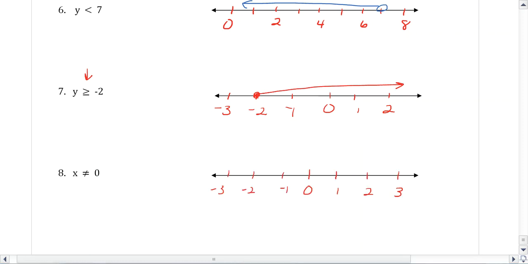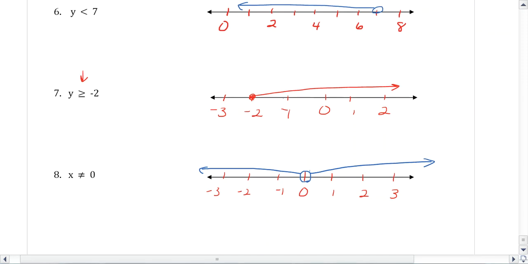And now graphing number 8, it's asking us to graph x is not equal to 0. Well, if the value is not equal to 0, I can't include that on the graph, so I'm definitely going to need an open circle. But now how do I indicate everything else? Because x can be anything as long as it's not 0. Well, my arrow would have to then go this way. All these numbers are not 0. And the arrow would also have to go this way. All those numbers are not 0.